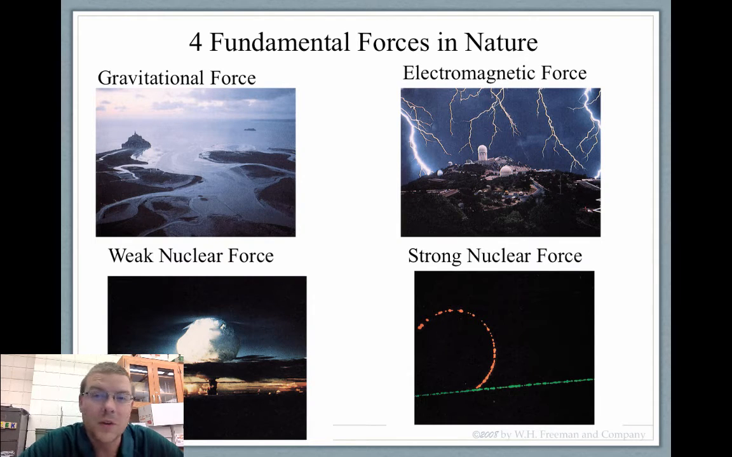There are four fundamental forces in nature. The one that we're always familiar with is the gravitational force that's acting on us at all times. The electromagnetic force, we're going to be getting into that a lot in the second half of this year. And the strong and weak nuclear forces keep all atoms bound together so that they don't just blow apart.